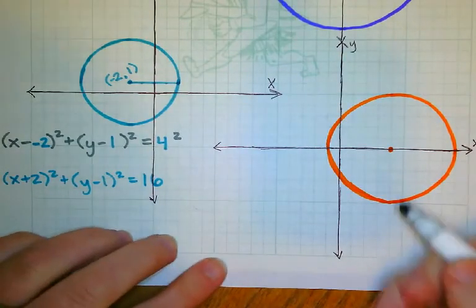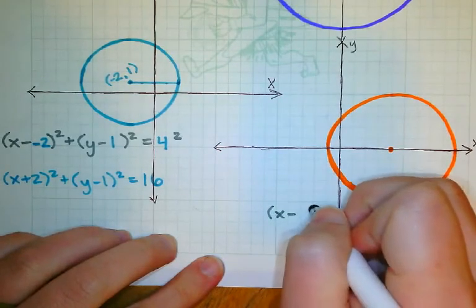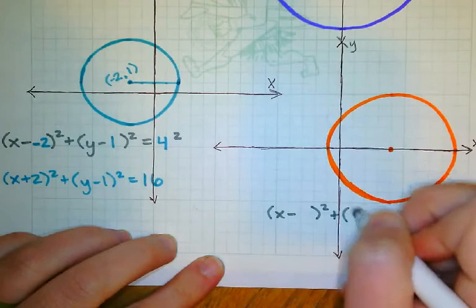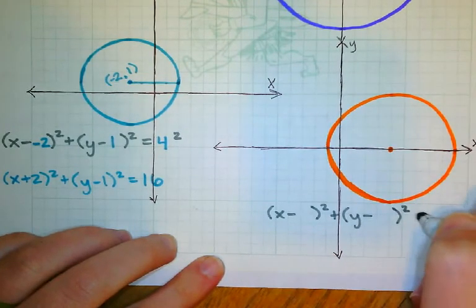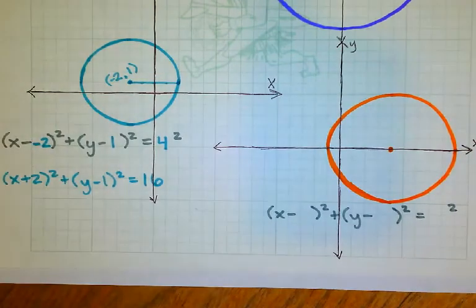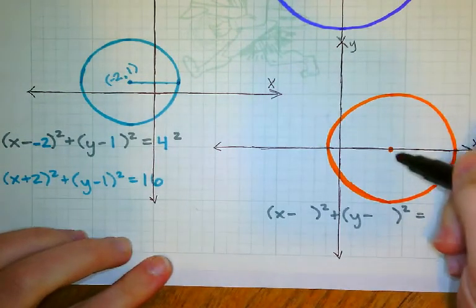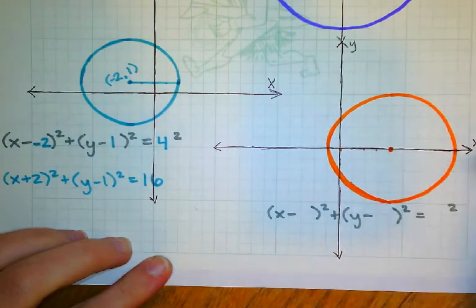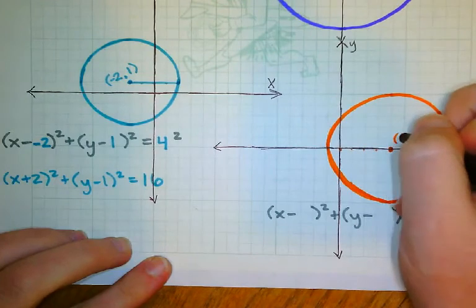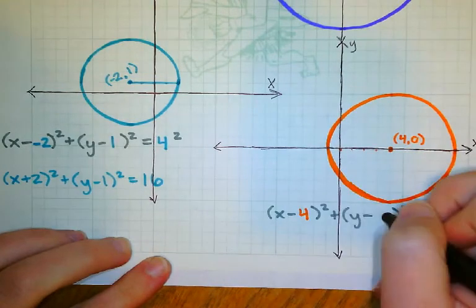Alright, I'm going to write out my skeleton. X minus blank squared plus y minus blank squared equals blank squared. So first we want to find our radius, well, we can find our radius first if we wanted to. I'm going to find the center first. So this center, here's 0, 0. We count 1, 2, 3, 4, but we didn't go up any. So this center is at 4, 0. So I'm going to put a 4 right here and a 0 right there.